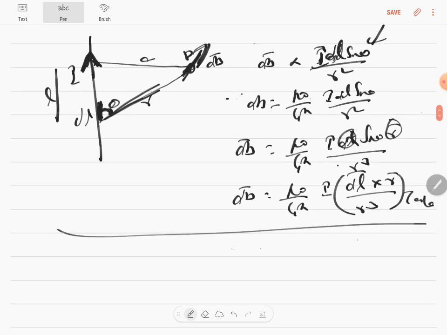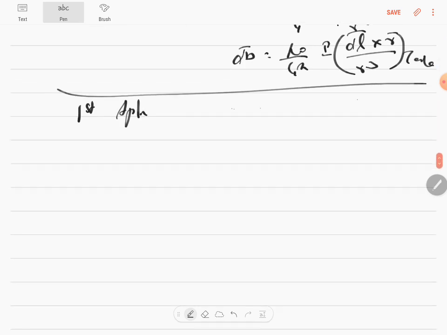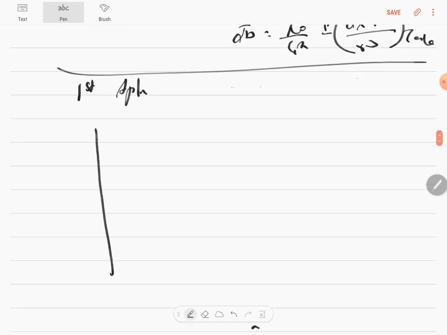So here comes the first application of Biot-Savart law. The first application of Biot-Savart law is take the same conducting wire. It is going to be useful in finding the magnetic field at any point due to infinitely long wire. This is supposed to be an infinitely long wire.